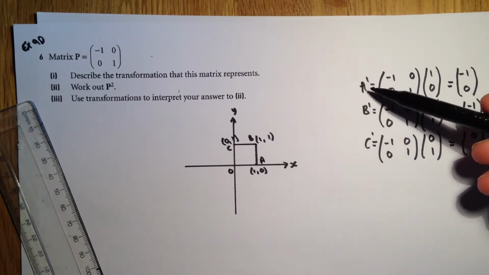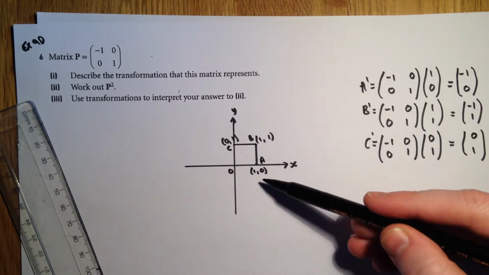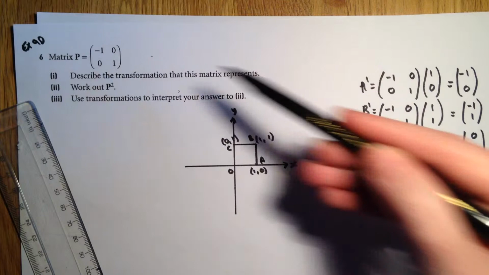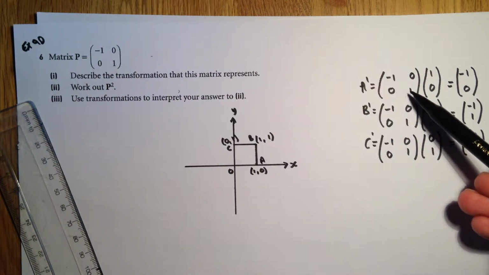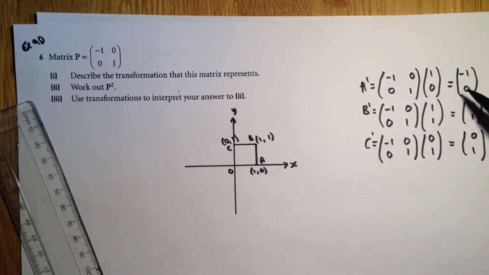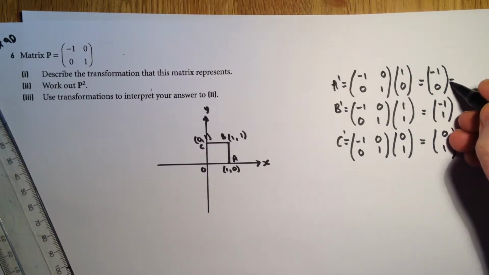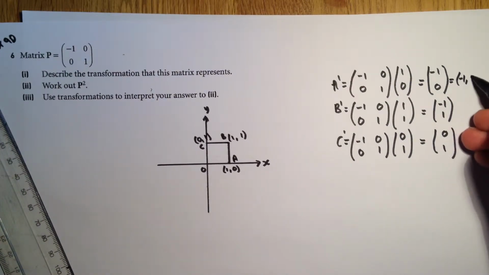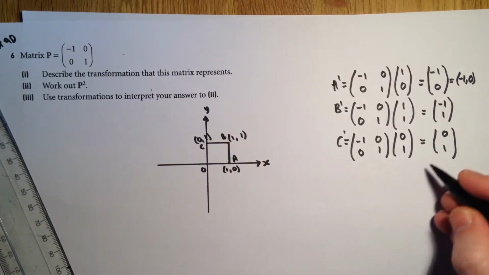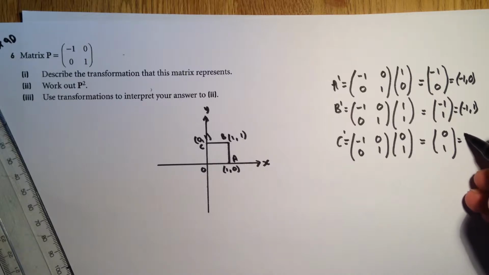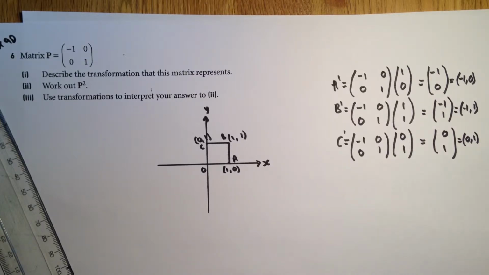Each point I've got A dash, the image of A. Well, I've taken 1, 0 and I've applied this matrix to it by putting it in front of it, and I've worked out the vector to that point in question. So that would be, for instance, negative 1, 0, and then I could plot that, and then I could see what that looked like, and then do the rest in the same way.